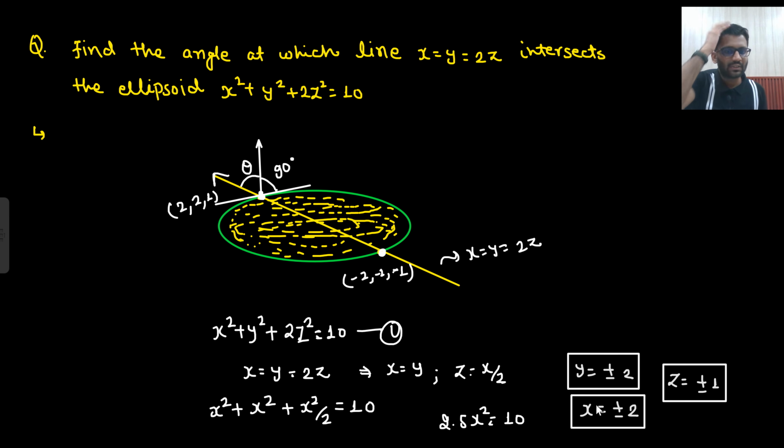Now no one should have the doubt, sir, why did you not take 2, minus 2 and minus 1? What is the reason behind that? No, I am not going to take 2, minus 2 and minus 1 because x equals y equals 2z. So if x is 2, then y will also be 2 and z will be 2 by 2, that means 1. Now can I find out this vector? I have 2 points. Can I find out this vector? This vector I am calling vector A. So can I find out the A vector?